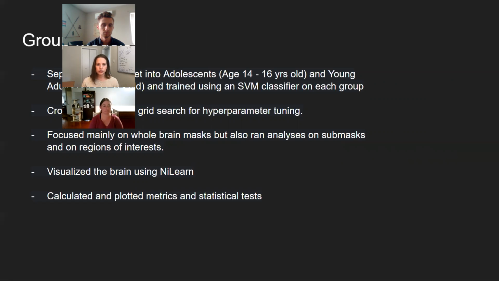We also ran our data by splitting the data into groups. We wanted to look at the different age groups: the adolescents, who range from 14 to 16 years old, and the young adults, who range from 25 to 27 years old. We also trained an SVM classifier.